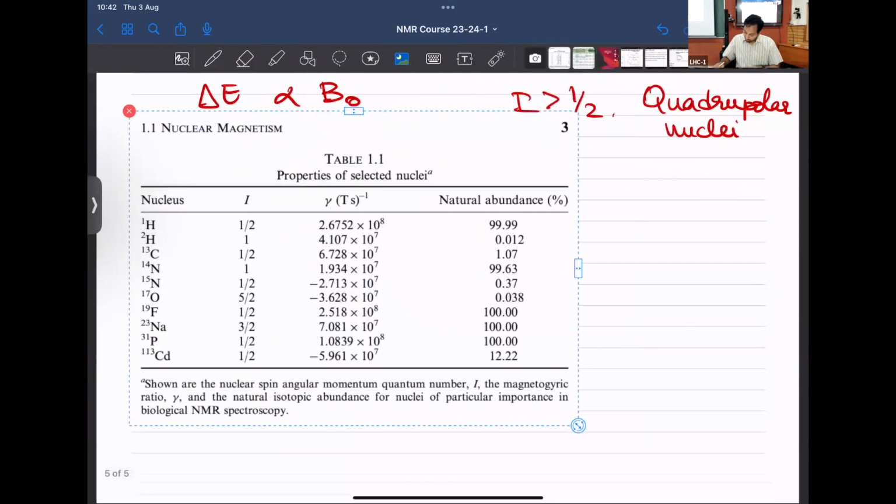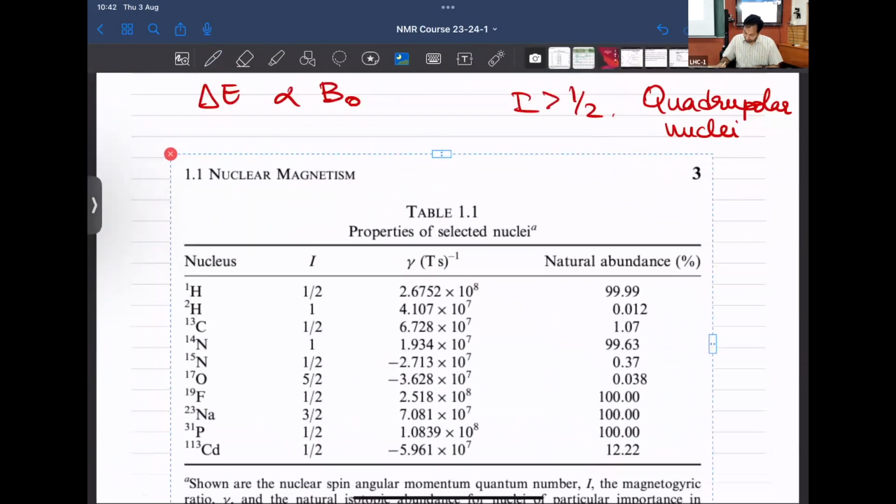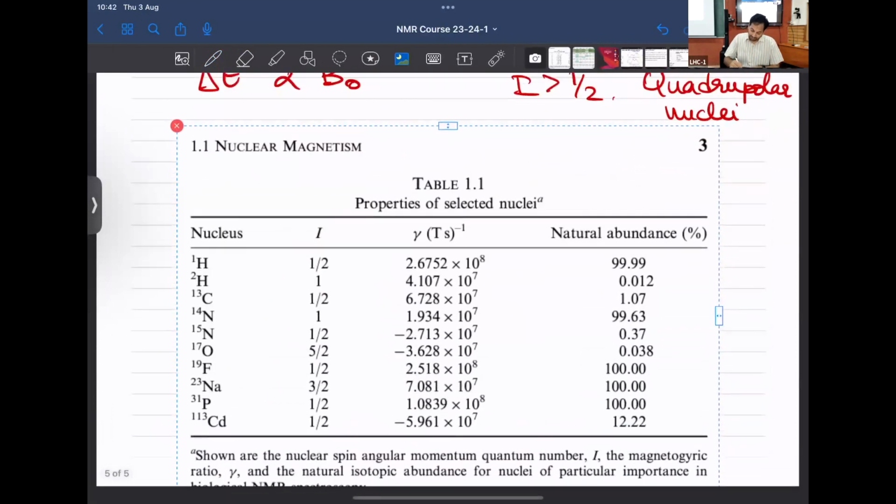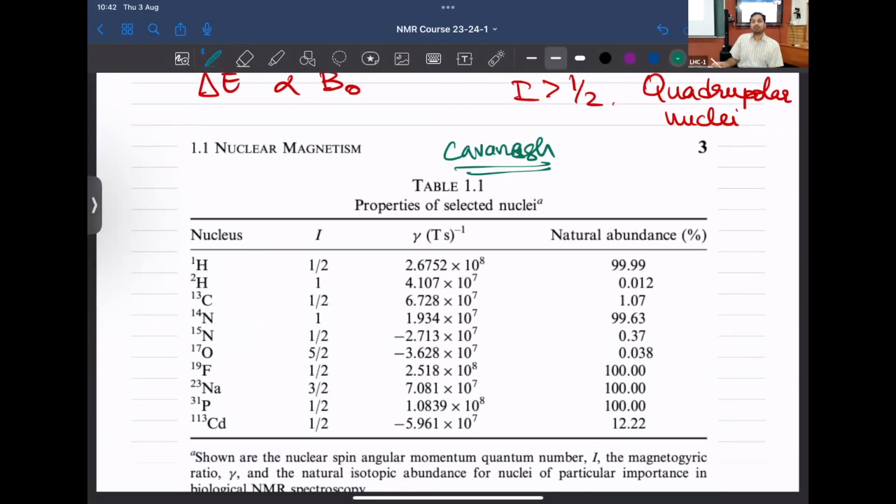I tend to follow textbooks that are prescribed in the syllabus. This is from the Cavanagh textbook, and this is an important table because it gives an idea of some nuclei. What is the nuclear spin quantum number? What is the gyromagnetic ratio? And what is the natural abundance? Natural abundance matters because if you have less concentration, you're going to have fewer nuclei that are NMR active within a given volume.